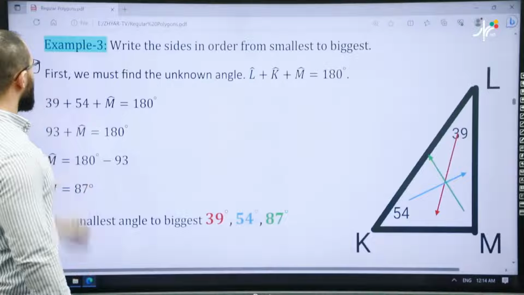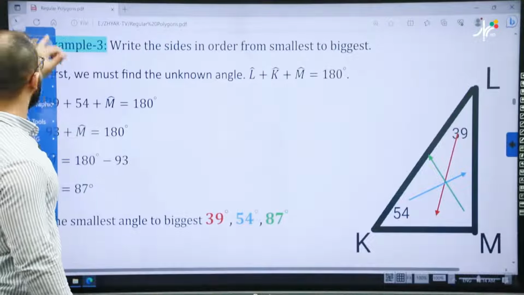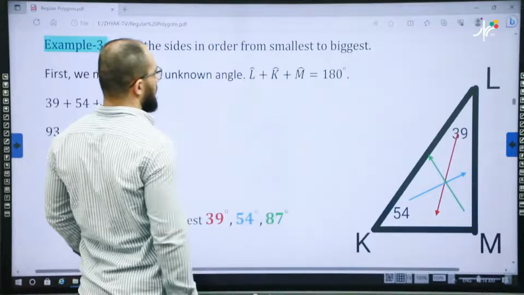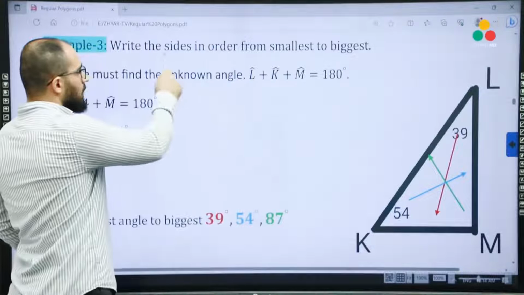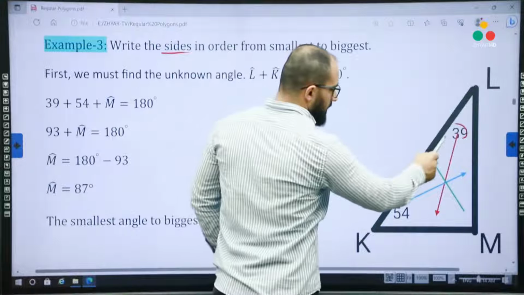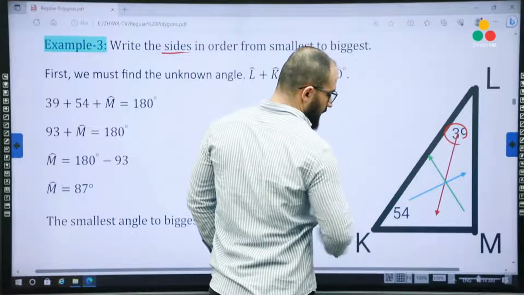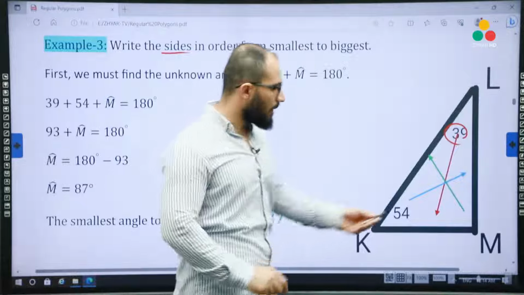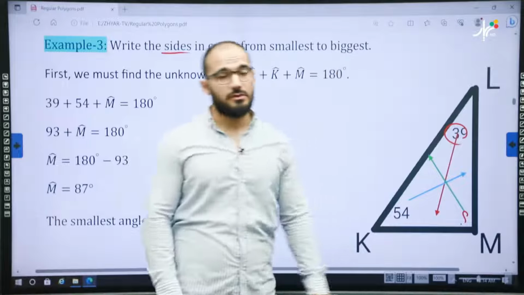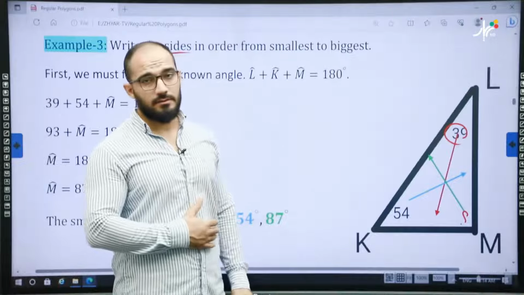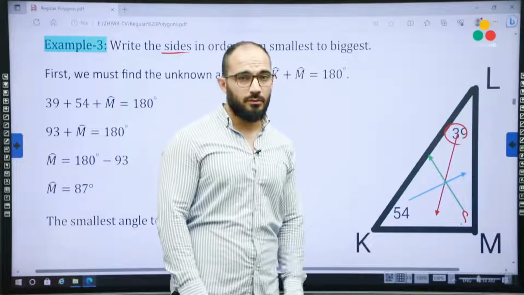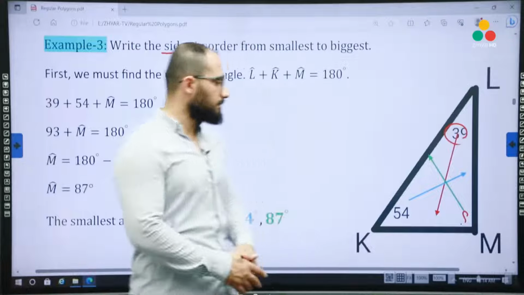Another example, example 3: write the sides in order from smallest to biggest. Again, it's the shortest to longest. We want to order the sides. If you look at the graph, we have one of the angles 39, the other one is 54, but one of the angles is missing here. It's not given, so we cannot order the sides. Why? Because all the angles are not given. So what do we do? We cannot stop here, we have to solve it.